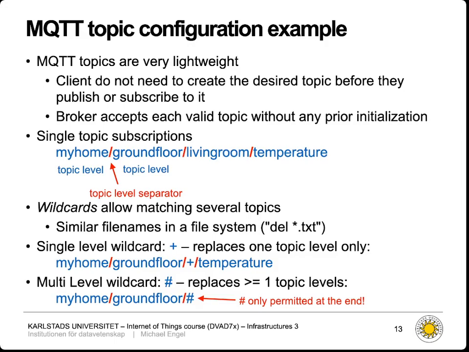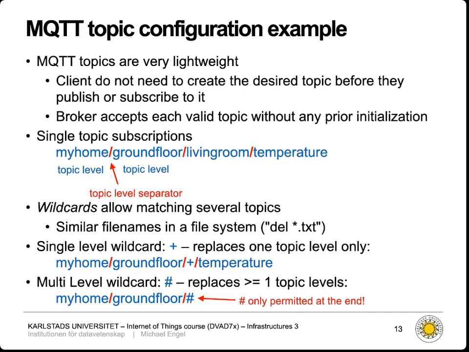Now, what happens when we want to subscribe to all the messages happening on the ground floor, for example, but not all messages on the ground floor itself, but only the temperature messages for all rooms on the ground floor? Now then we can again use something very similar to what we're used to from file systems on a Unix shell or a DOS command line. We can use what we call wildcards. So a wildcard is a special character that stands in for a number of other strings. So a wildcard allows matching several different topics at once.